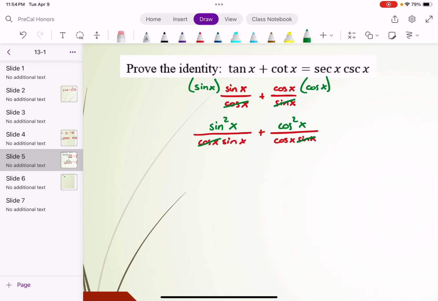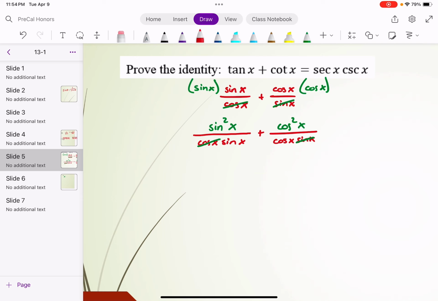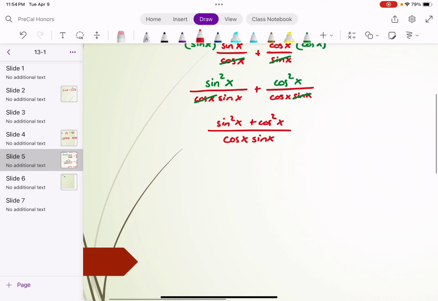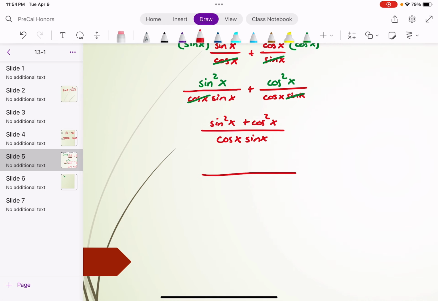Now this leads us back to one of our identities. Once we combine these two fractions, because they have a common denominator, you're going to see that we have sine squared x plus cosine squared x over cosine x sine x. Our numerator is actually equivalent to 1. So we're going to rewrite this problem with 1 in its place, over cosine x sine x.